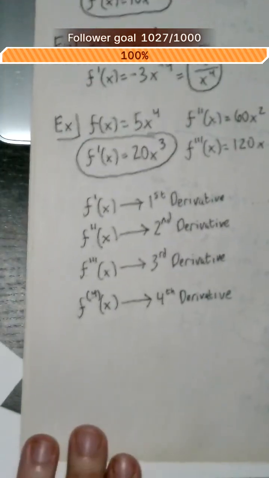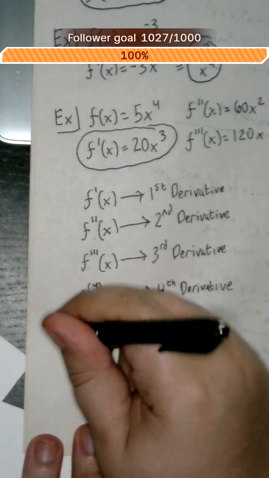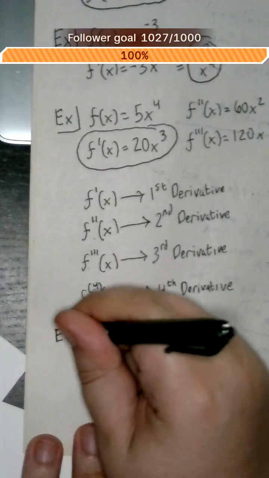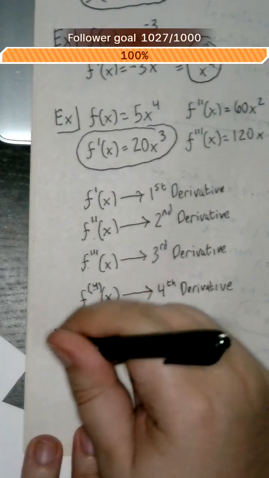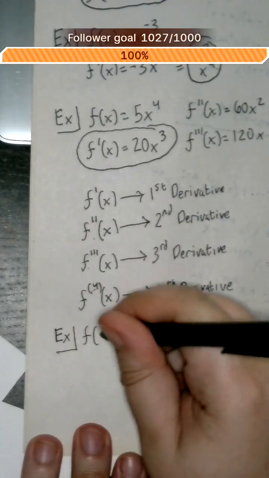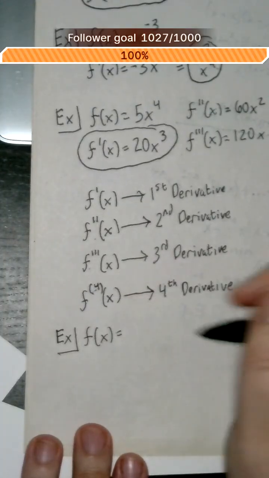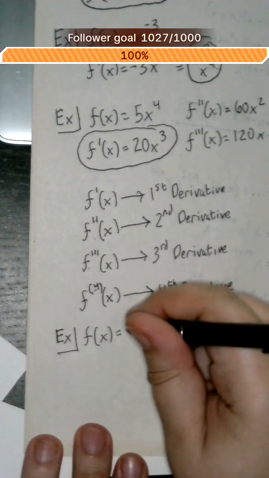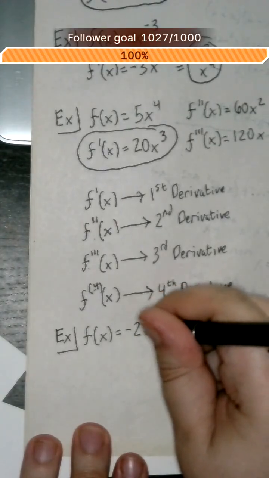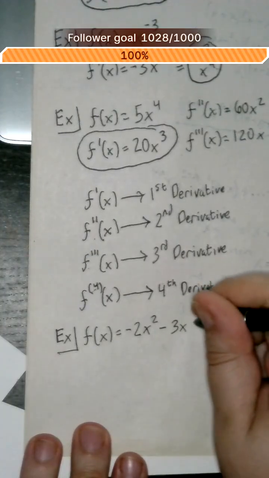So, let's do another example, but this time, let's use our new rules. So, f of x is equal to negative 2 x squared minus 3x plus 7.